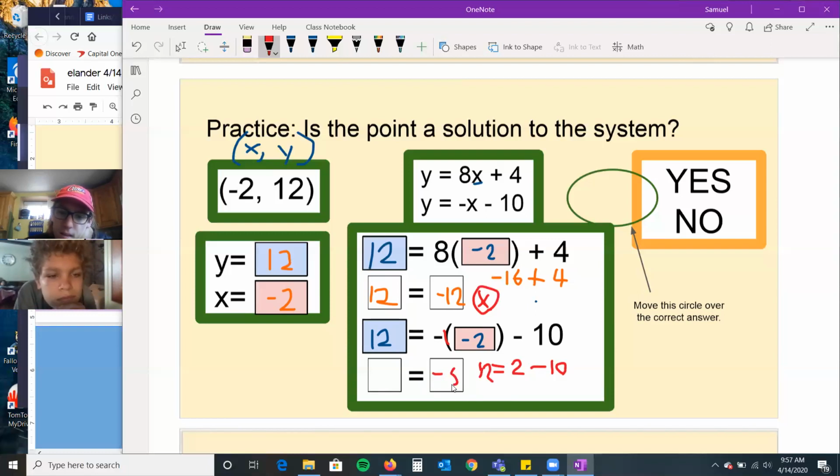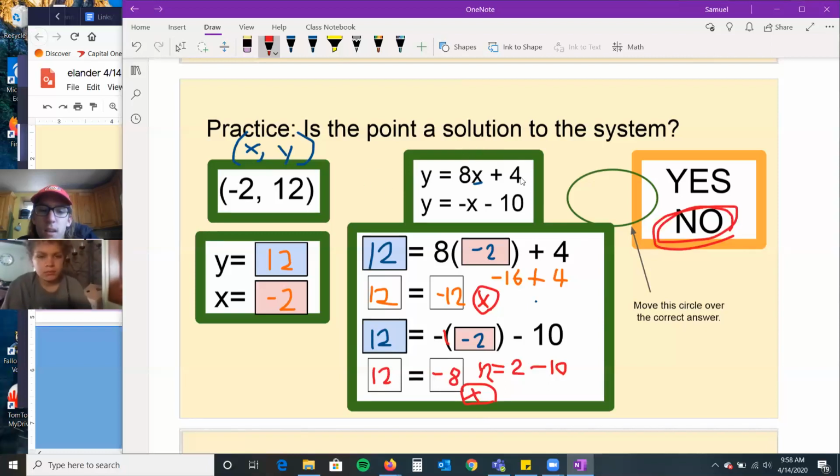So -8, and then this is 12. So does -8 equal 12? No, it doesn't, right? Nice. So nope, it didn't work for that one either. So I can say, no, it's not a solution. Now, could there be a solution to these 2 equations, this system? Yeah, sure, right? It's just not this point. It's not -2, 12. That's all we know for now.